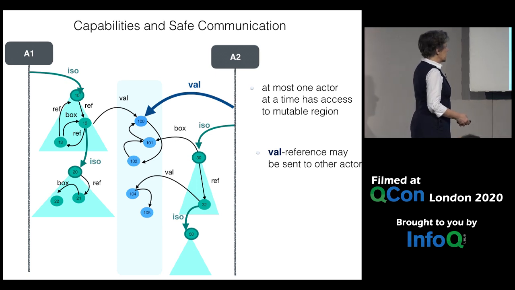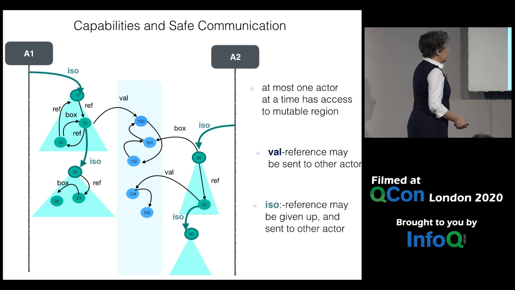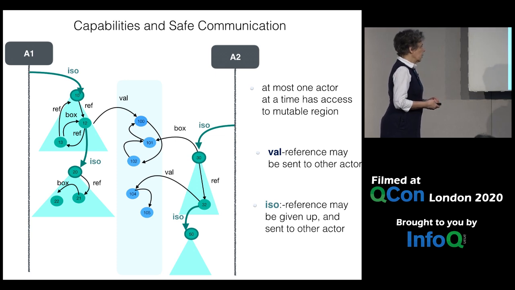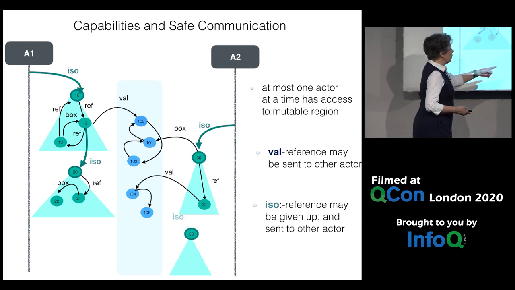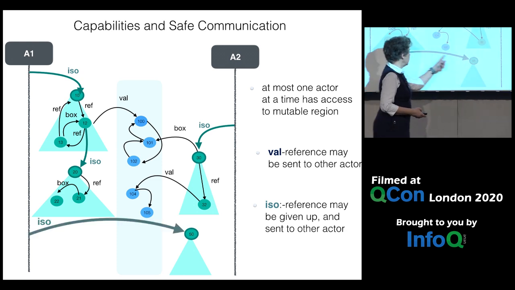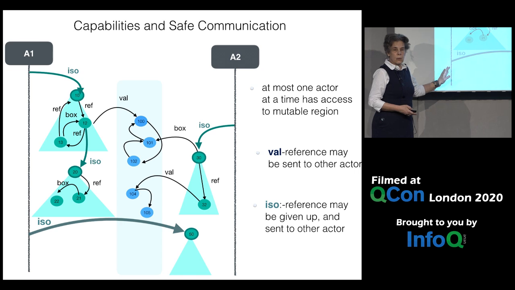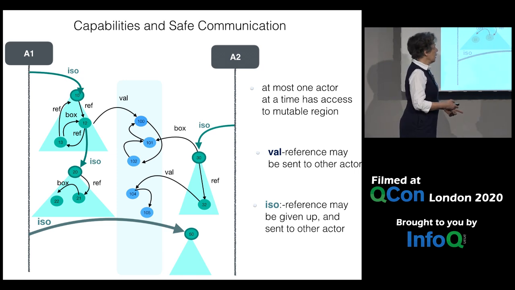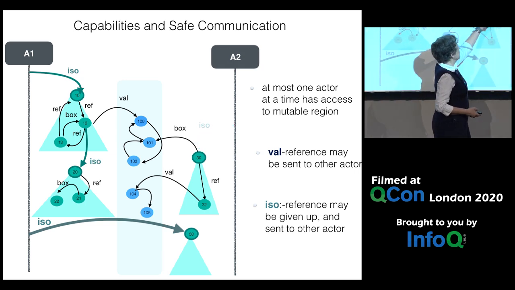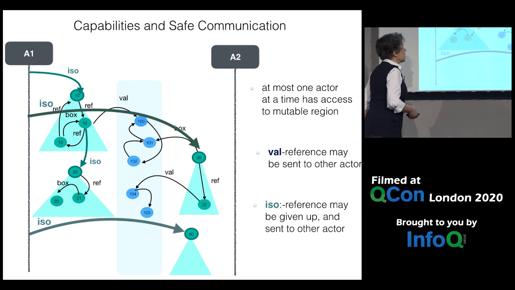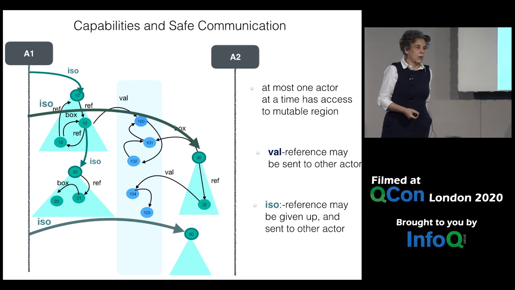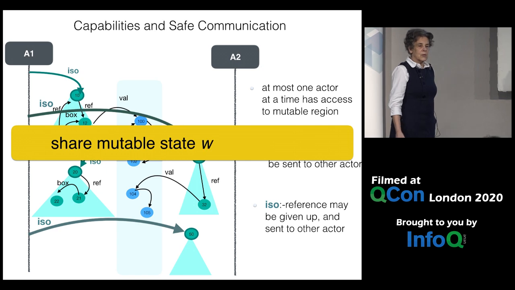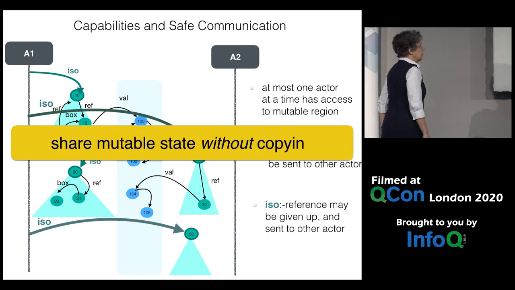What about the mutable stuff? I can give up a reference and then send it to another actor. For instance, I might want to give up the reference that goes from 32 to 50, and then it is safe to give it to A1. I still have my guarantee: at most one actor has access to a mutable region. And similarly, I might want to give up my reference to 30 and pass it to A1. We have the guarantee of data race freedom. So that means we can share mutable state without copying and without any data races.